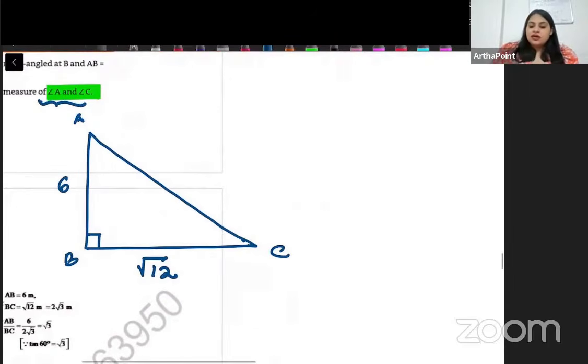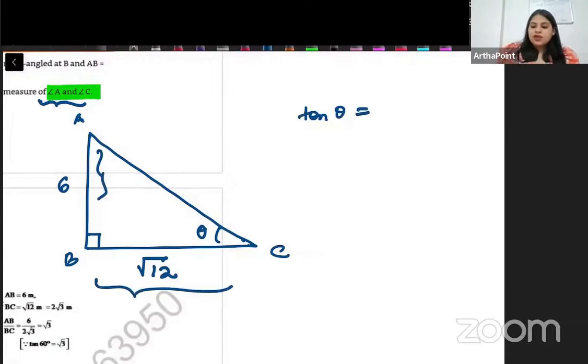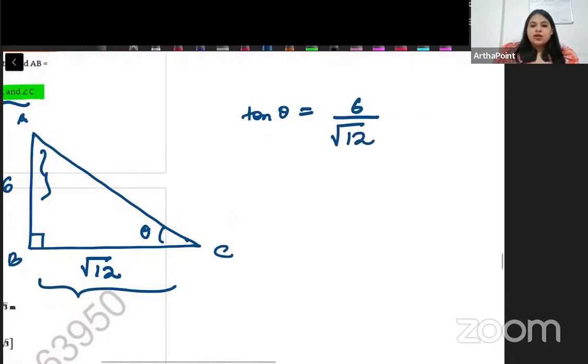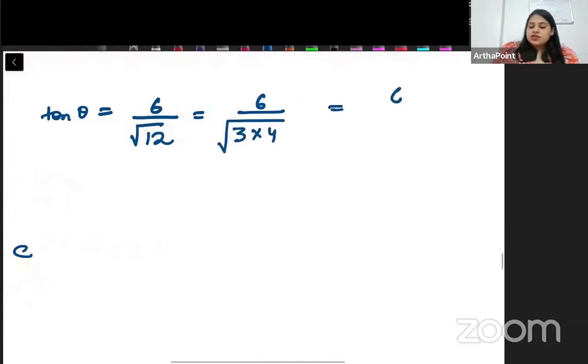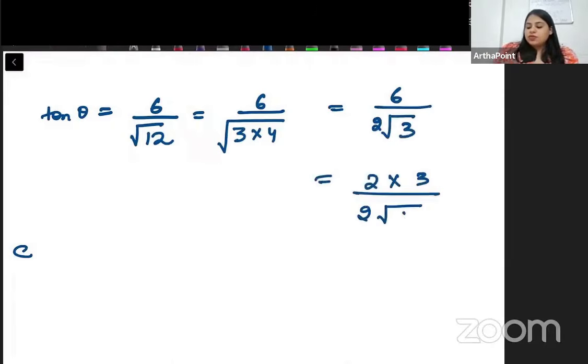Beta, understand that this is theta. Tan theta will be perpendicular by base. So it will be 6 by root 12. Beta, root 12 is nothing but 3 into 4 under root. So this is nothing but 6 by 2 root 3. This is nothing but 2 into 3 by 2 root 3. So this will be root 3.